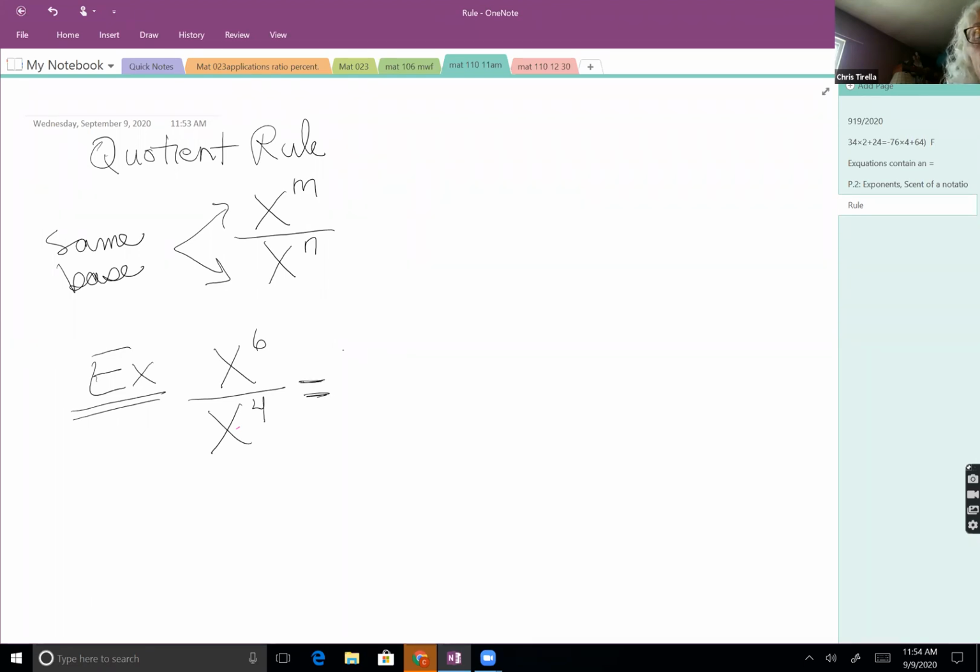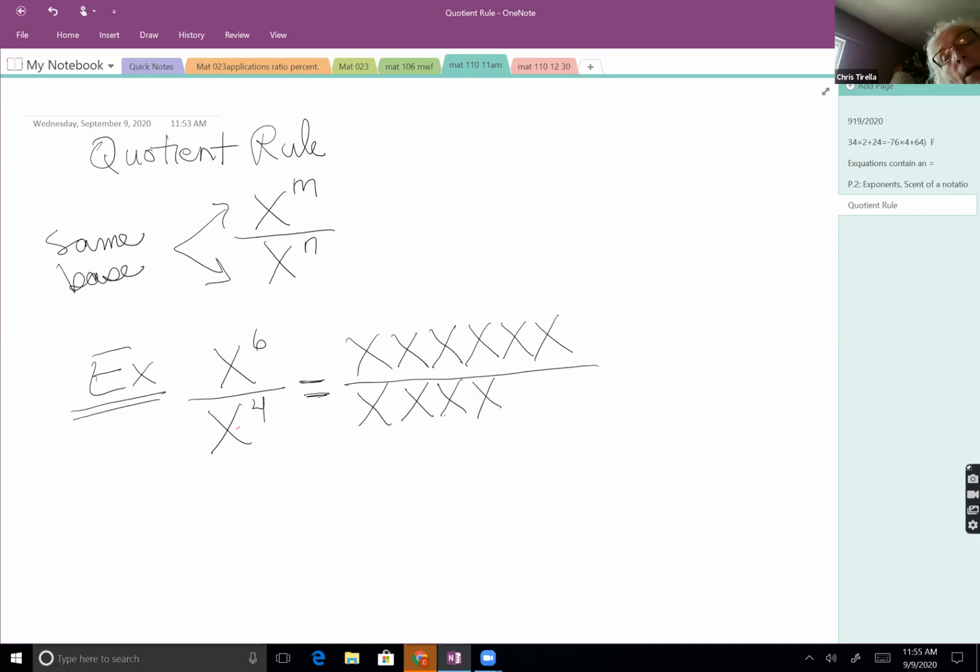Is everybody all right? That means I have 6 x's in the numerator. I have 4 x's in the denominator. And then I can reduce that fraction, can't I? Aren't there some common factors? I can divide out those x's, those x's, those x's, those x's. And what am I left with? 2 x's in the numerator, so I'm left with x squared.